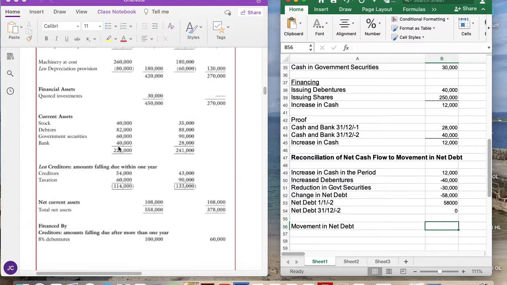So the movement that has happened in the period is we've gone from 58 down to 0, so that means we're 58 grand more in debt than we were before. So that ties in, that's the proof. So the change in net debt is 58 minus.